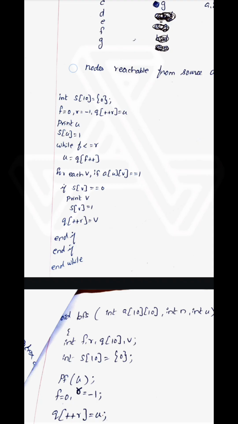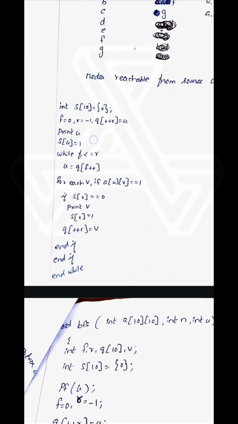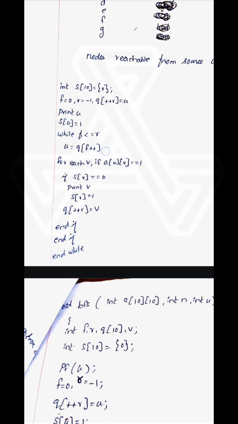Int S of 10 equals 0, so everything is unvisited. S of 10 we use for visited or not. F equals 0, R equals -1, Q plus plus R equals U. Print U, S of U equals 1, while F is less than or equal to R, U equals Q of F plus plus. For each V, if A of U V equals 1, if S of V equals 0, print V, S of V equals 1, Q plus plus R equals V, end for, end while.